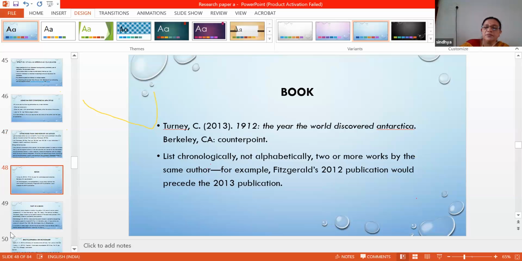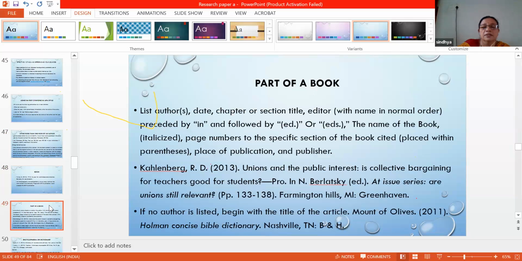If there are two or more works by the same author, for example if the same author publishes two works in 2012 and 2013, you have to list them in chronological order, not alphabetically. So after 2012, you have to write the 2013 publication. That order you must follow while citing a book.